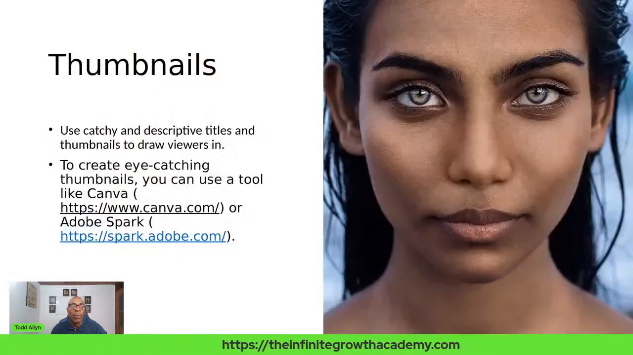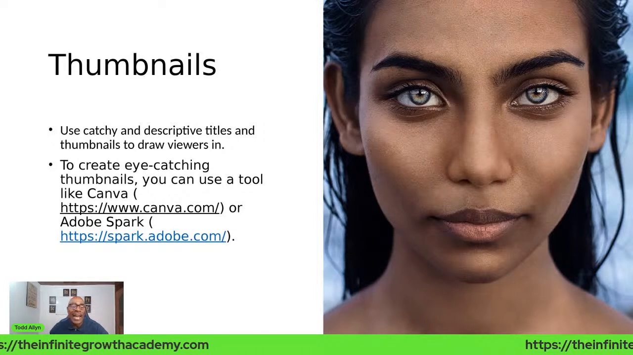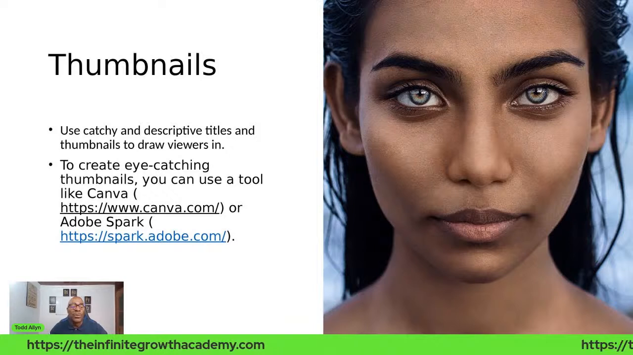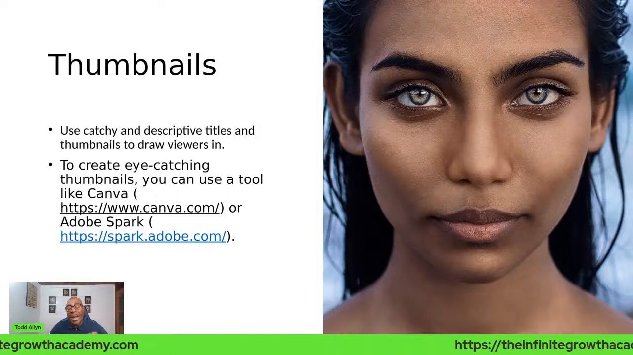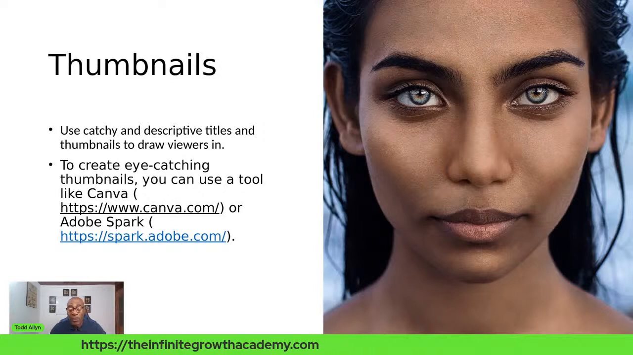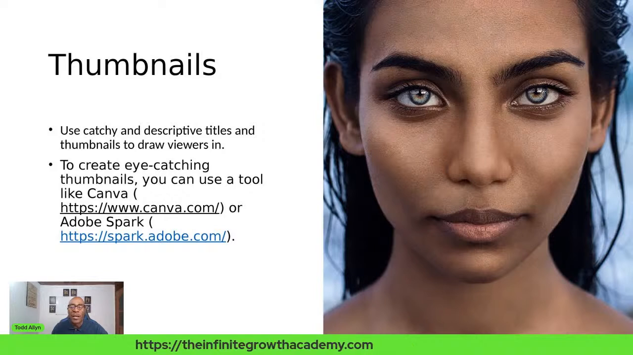Once we get started, we have to come up with thumbnails. You have to have something that's going to be eye-catching. Descriptive titles and thumbnails to draw viewers in, right? Create eye-catching thumbnails. You can use Canva. You can also use Adobe Spark. I personally use Canva. I have a pro account, Canva Pro. And there are also good YouTube channels that you can follow that will help you learn how to use some of these tools to help you create good content on YouTube.